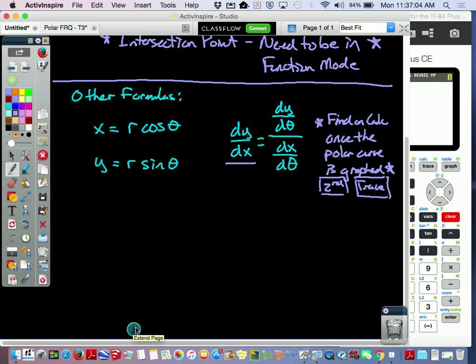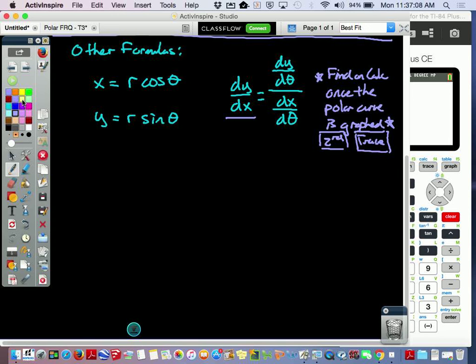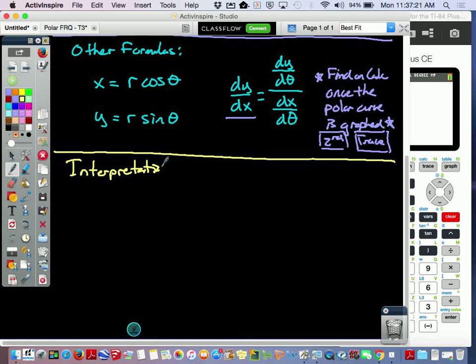Now, having the formulas down is one thing. Another thing that we have happen on a lot of these polar FRQs is you're asked to interpret certain values. Okay, so I'll label this little section here, interpretations. So a lot of different things we might need to interpret. We'll start with dy dx.